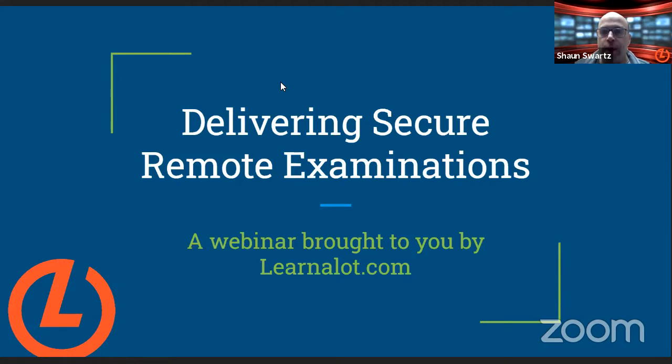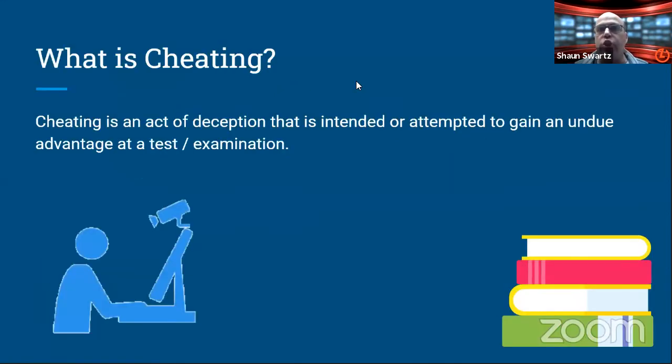And so the most important reason why we want to deliver secure exams is obviously from a cheating perspective. So what is cheating? Cheating is an act of deception that's intended or attempted to gain an undue advantage at a test. And today what we're going to be talking about is a whole range of different types of ideas and systems and procedures that you can put in place relatively quickly in order to offer secure exams.